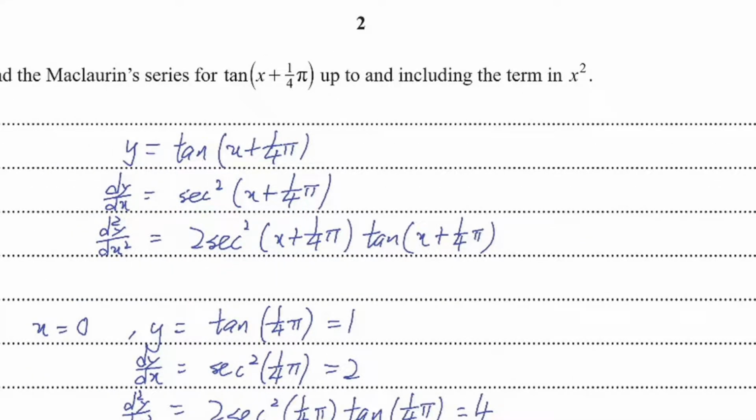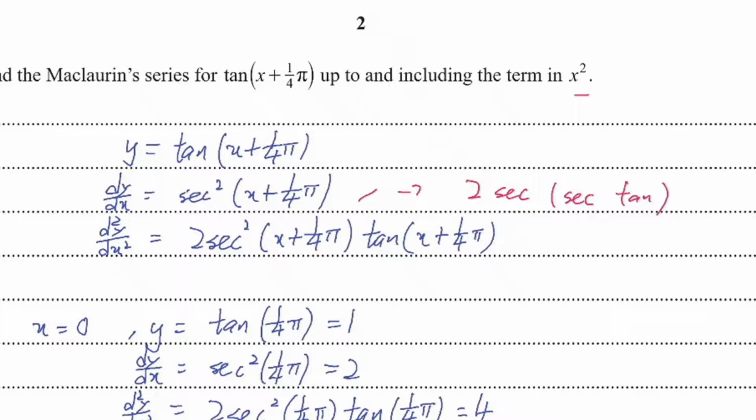Okay, we have got tan(x + 1/4 π) up to and including the term in x squared. So if they need until the x squared, it means that we need to differentiate it until we have got the second derivative. Differentiating this is not so difficult. Once we differentiate the first time, we get a secant squared. When we differentiate again, the secant squared gives us 2, and then a secant itself, and differentiating the secant will give us a secant tangent.